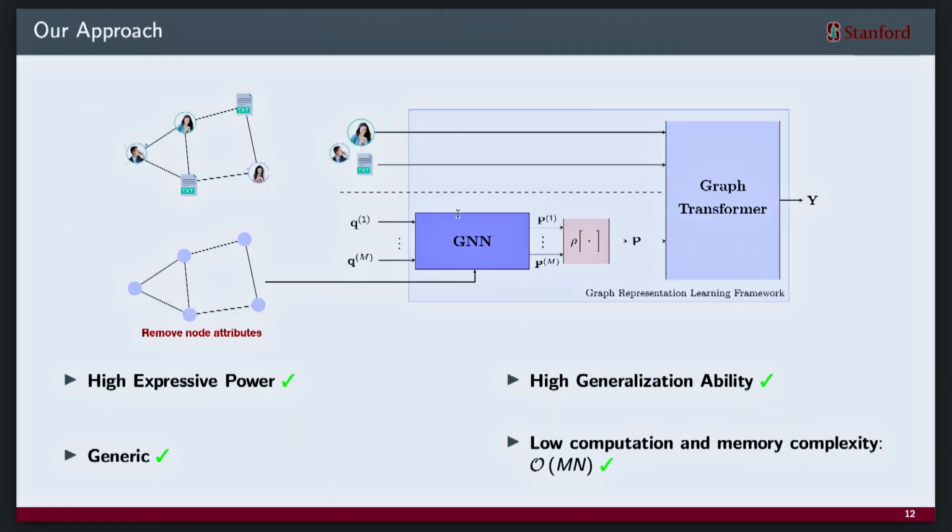Now, in the remainder of the talk, I will propose a novel positional encoding framework that leverages the power of message-passing graph neural networks to compute eigenvector-based positional encodings that have high expressive power, high generalization ability, and are generic. As I said, they are eigenvector-based, but they can be computed with 1 or 2 orders of magnitude lower computational complexity.